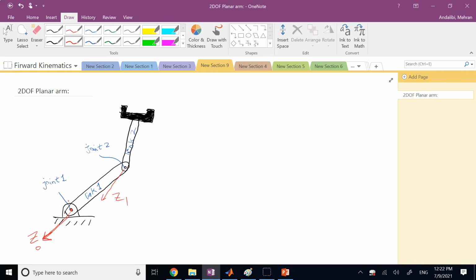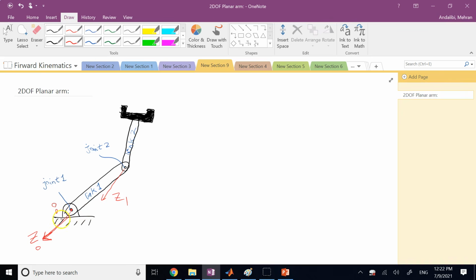But there is no reason. If everything is on this plane, why should I take my origin out of the plane and put it there? Why should my reference be outside the plane where everything is happening? There is no reason for that. So I choose the origin of frame 0 to be exactly at this point. I call it O0.